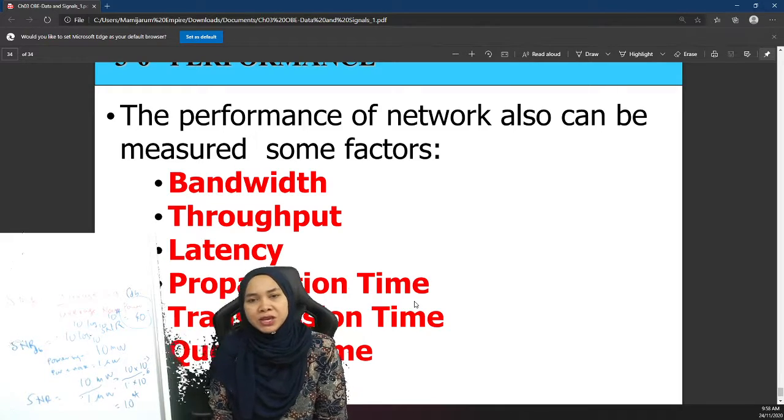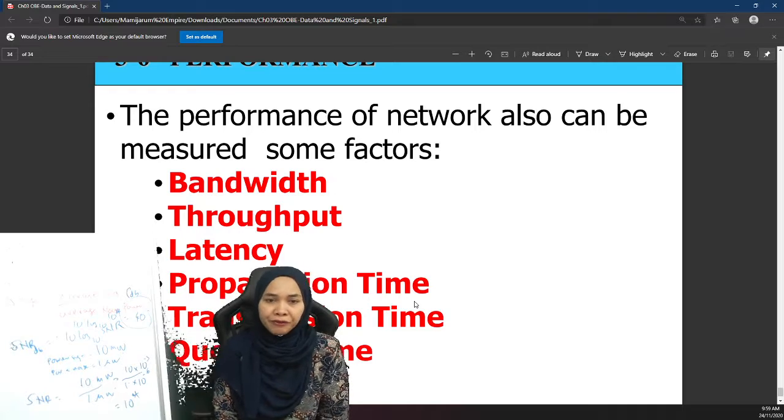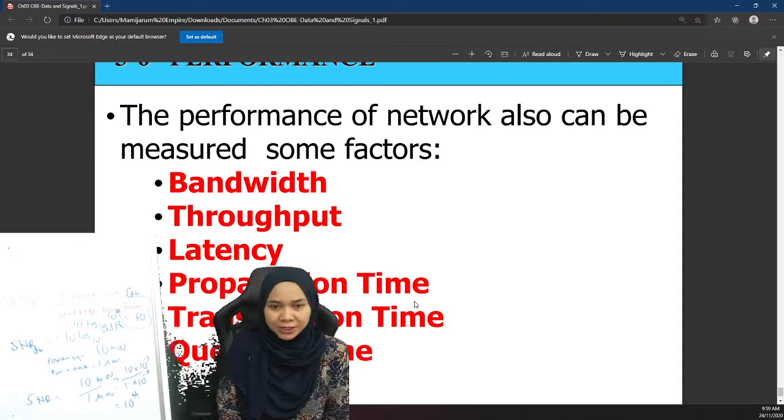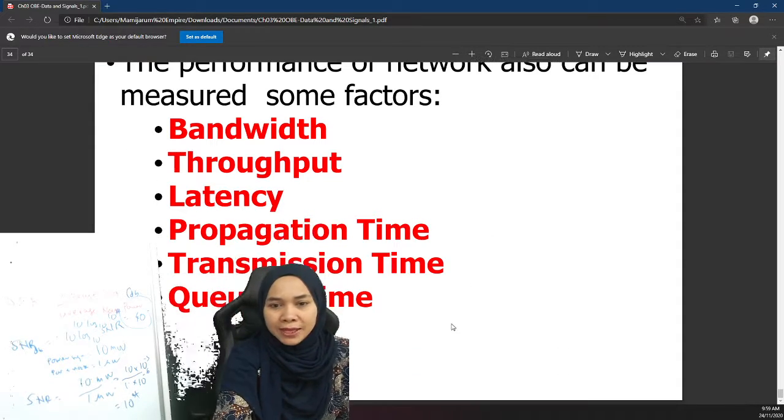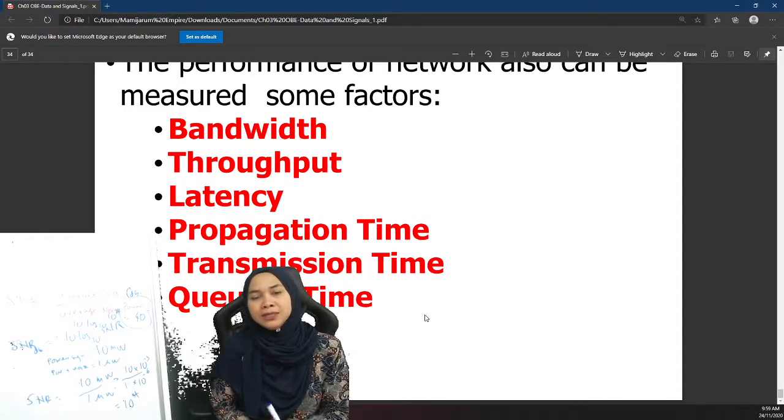Alright, performance is measured by few factors. Pertama ialah talking about bandwidth, throughput. Throughput adalah bit per second, latency, propagation time, transmission time juga queuing time. That's it from Madam. Then this is topic number 3 kita dah cover.